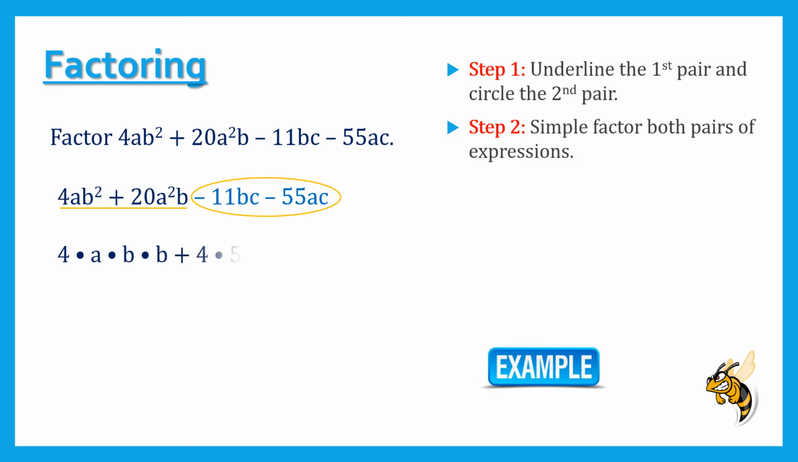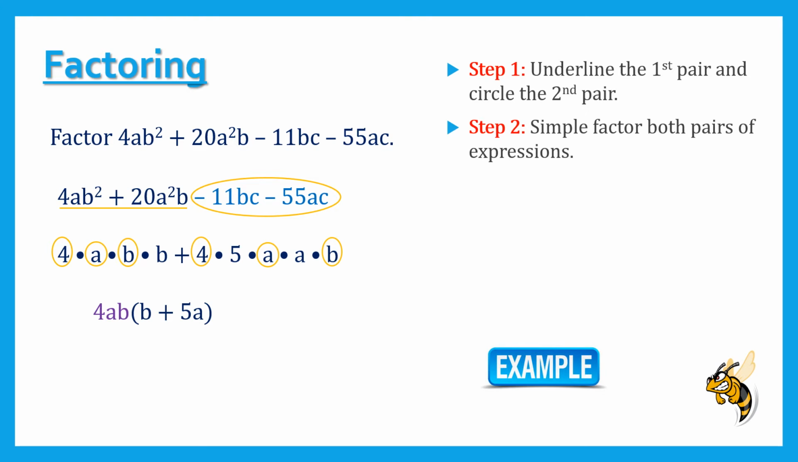So it's going to be 4 times a times b plus 4 times 5 times a times b. They both have a 4 in common. They also have one a in common and they only have one b in common. So the greatest common factor for the first pair is 4ab. And everything that is remaining uncircled will go inside of a parentheses. So it's going to be 4ab, open parentheses, b, a plus sign, then 5a. And remember, we do it from left to right.